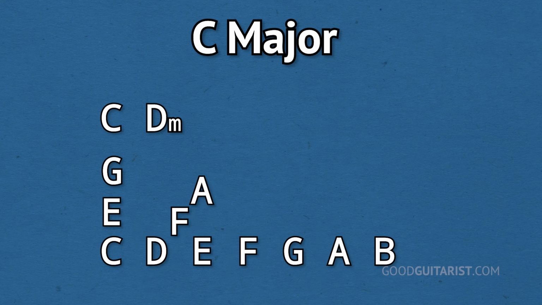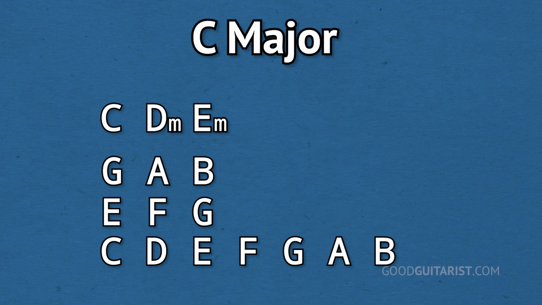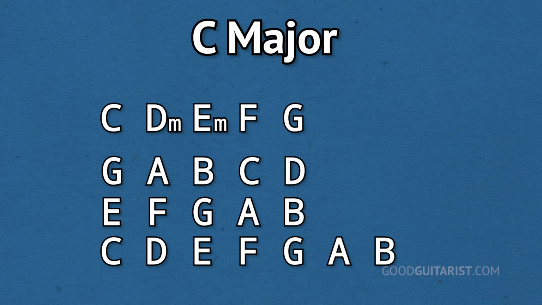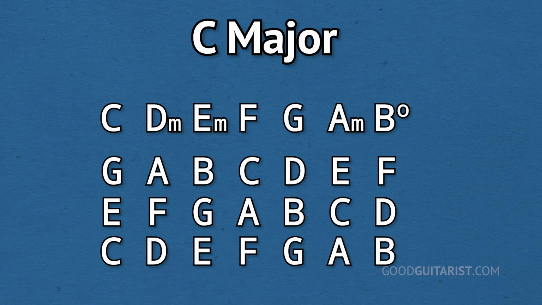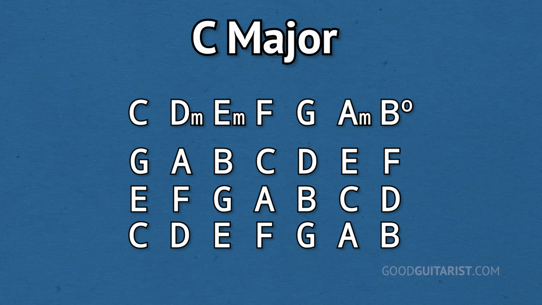Those three notes together make a D minor chord. So you do this starting on each note within the C major scale. And we end up with EGB, FAC, GBD, ACE, BDF. And we end up with each of the chords in the key of C.